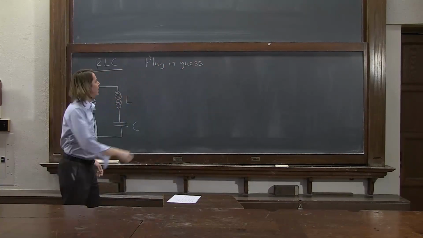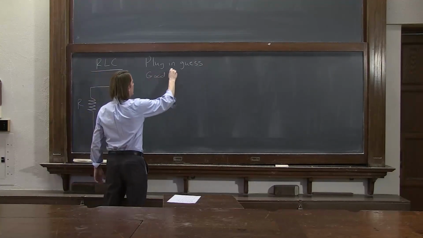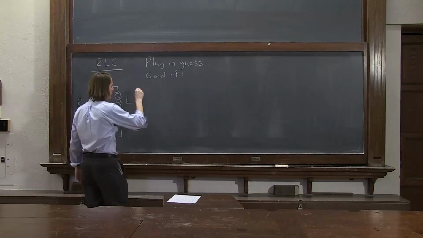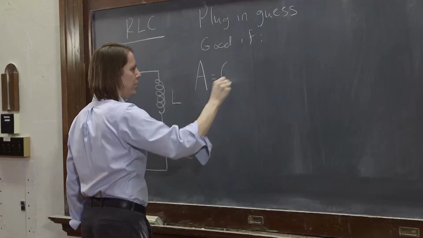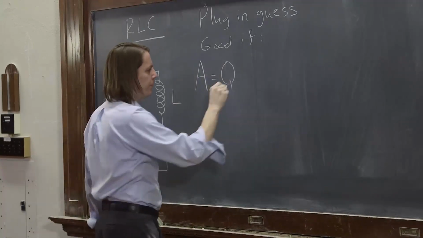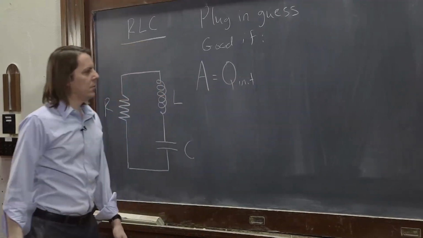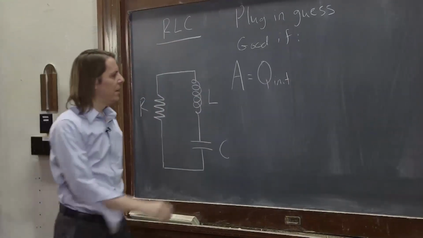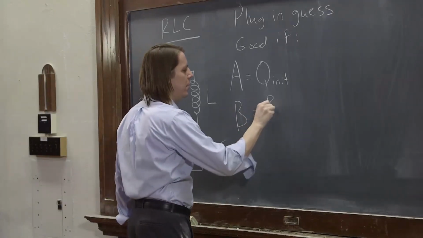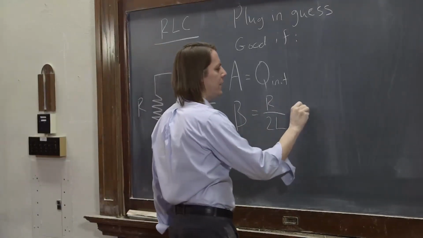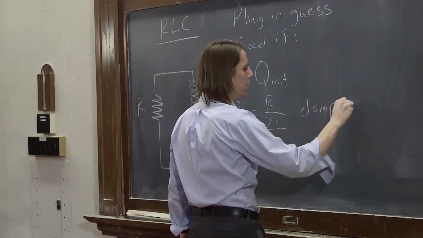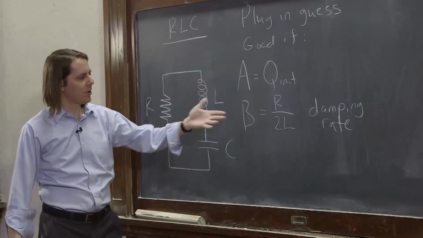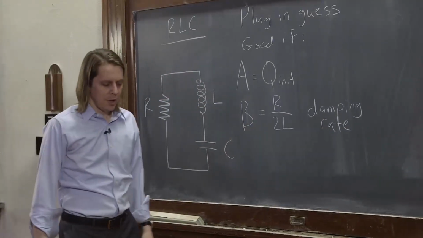And if we were to do that, we would find that it is good if these things are true. These are the equations that would fall out if you plugged the guess in. A would be equal to Q initial, the initial value of charge that we were to build up with some initial condition. B would be R over 2L, and that's basically the damping rate. So just like we thought in that part of the equation, B looked like the damping part. That's the value, R over 2L.